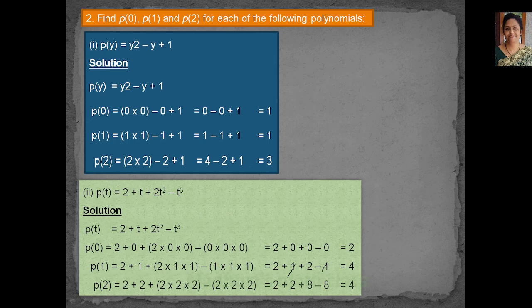Now next is P(2). So P(2) means in the place of t we will write 2. 2 plus 2 plus 2t squared. 2 into t squared is 2 into 2 into 2, minus t cubed. t cubed means 2 into 2 into 2. So 2 plus 2 plus 2 into 2 into 2 is 8, minus 2 into 2 into 2 is 8. 8 minus 8 is 0. What is remaining? 2 plus 2. Answer 4.